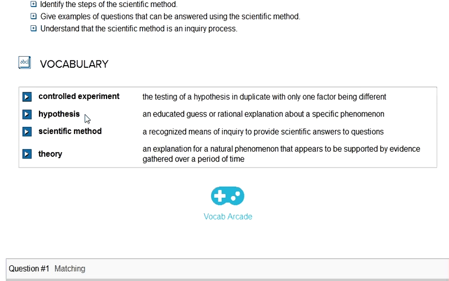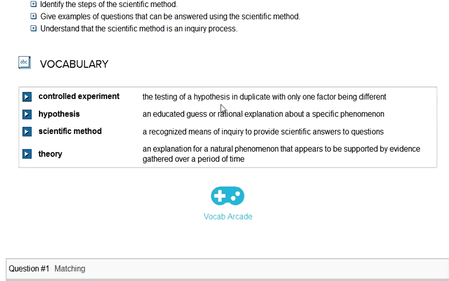It may not be correct, and that's okay. But based on what you've learned, what you've read, what you've studied, when you make a hypothesis, you're making a pretty good guess, or an explanation, about something specific that happened. So hypothesis is one of your words. A controlled experiment is where we test a hypothesis.